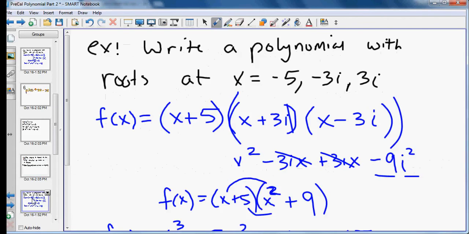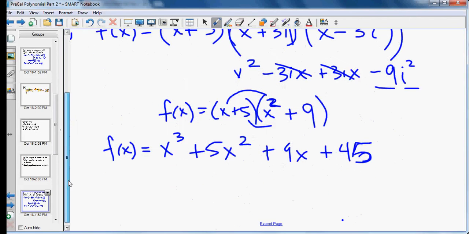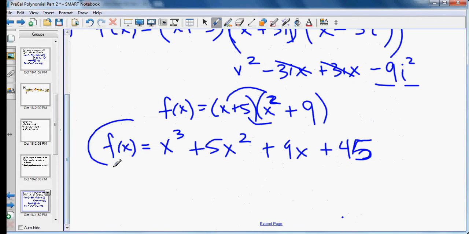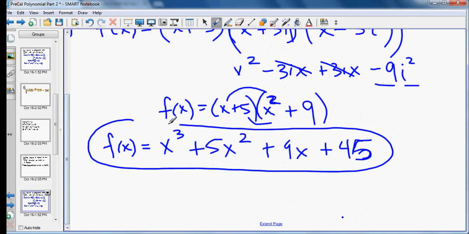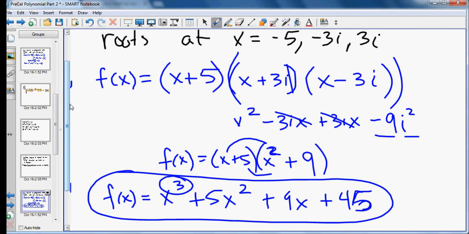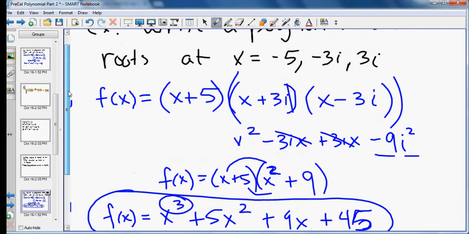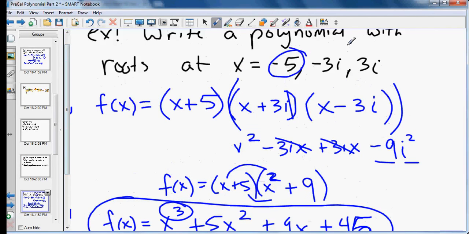On this example, we did this one earlier, we got this as our equation. We can see that it has a degree of 3. And that tells us that there are 3 roots in total. And we can see, if we look back at how we started, there was 1 real root and 2 imaginary roots, and 1 plus 2 does equal 3.